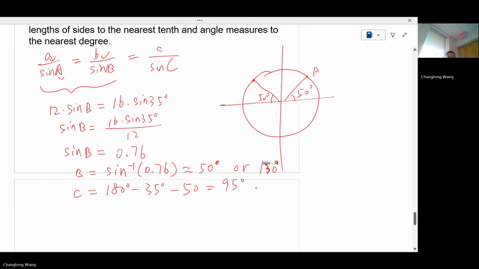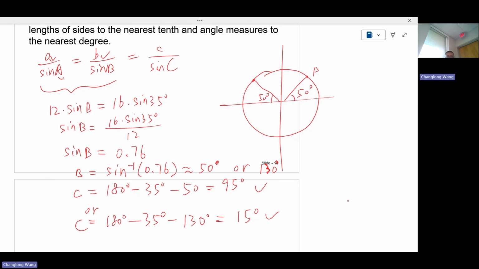Or C could be 180 minus 35 minus 130, if B is such a big angle. Now that leaves us a small room for C, but still, what is that? 15, thank you. 15 degrees, right? Now, would you keep both possibilities? Yes, because there's no reason you should reject them, right?